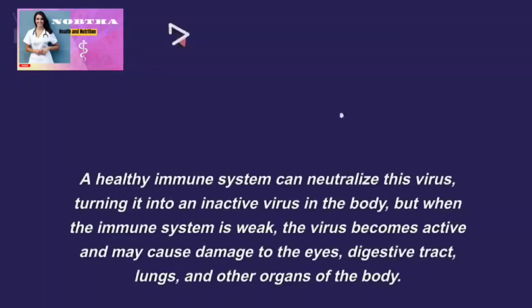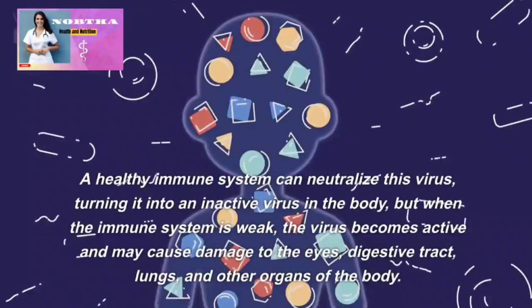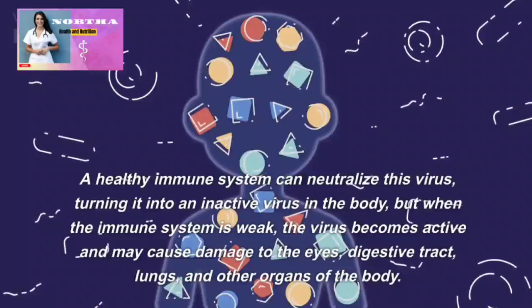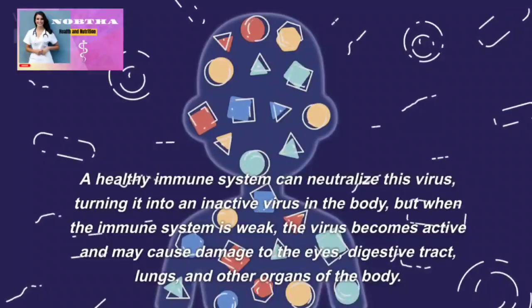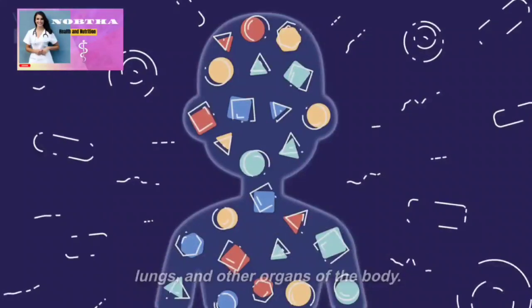A healthy immune system can neutralize this virus, turning it into an inactive virus in the body, but when the immune system is weak, the virus becomes active and may cause damage to the eyes, digestive tract, lungs, and other organs of the body.